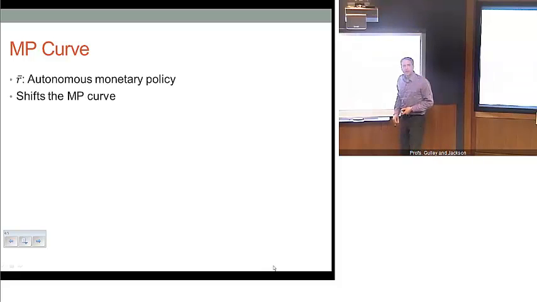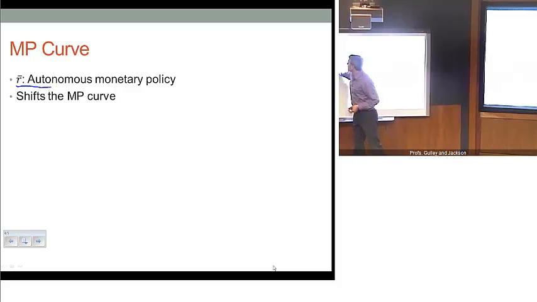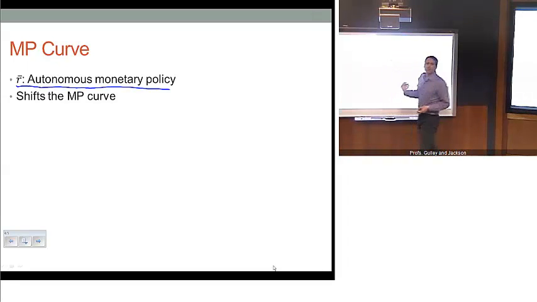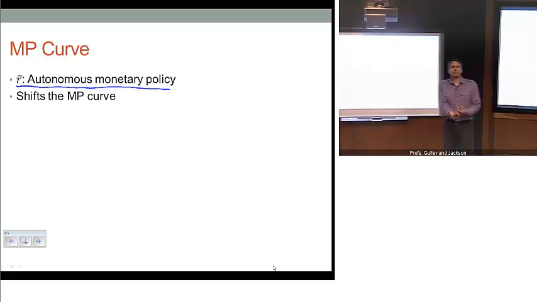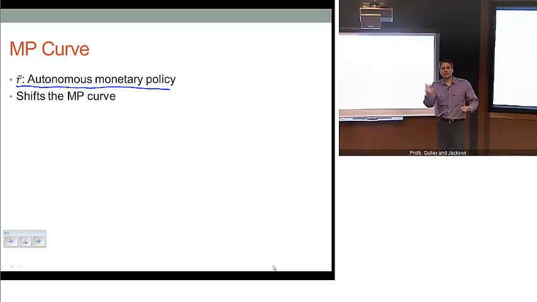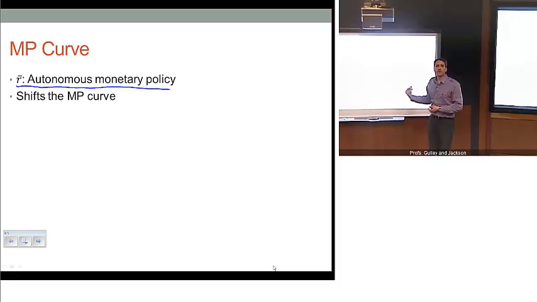So the other part of the story here in the MP curve is this so-called autonomous policy parameter, R bar. And so the idea here is that R bar is going to be changes in monetary policy which are designed to impact the economy or because of changes in economic conditions other than simply changes in the current inflation rate. And so the changes in the autonomous policy parameter here are going to act like shifts of the MP curve.